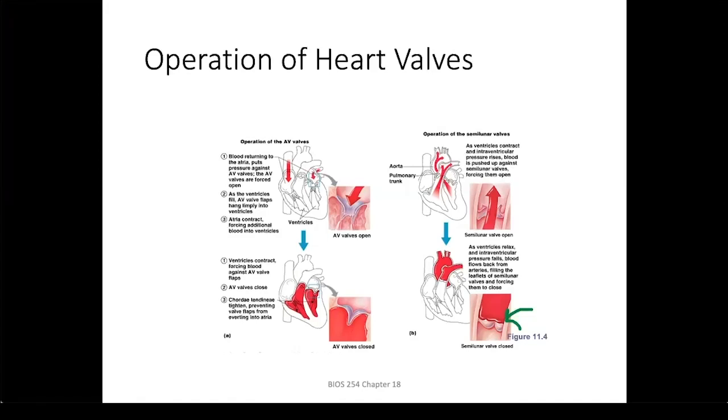There will be a little backwash of blood, and you'll notice that in the lower right-hand corner, you can see the cusp of the semilunar valves. There are two visible there. When there is a backwash of blood, the blood fills the little cups and keeps the semilunar valves closed.